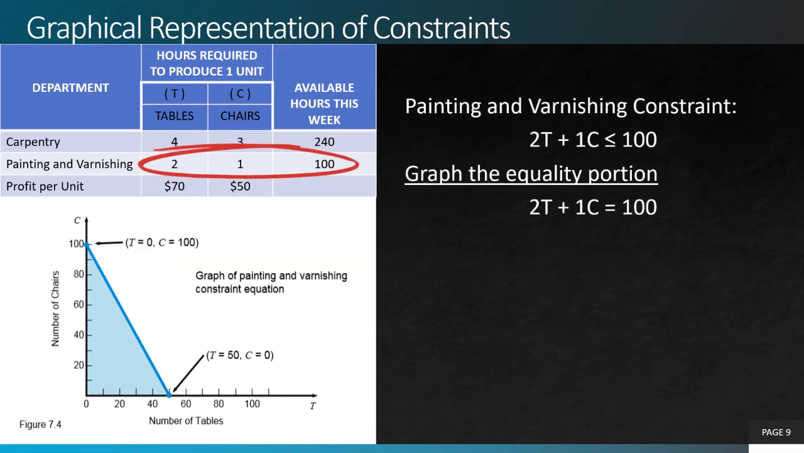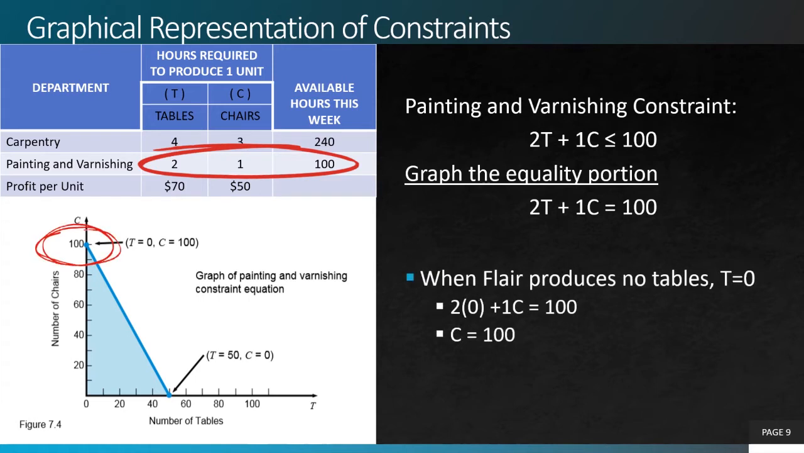Next, let us identify the solution corresponding to the second constraint, which limits the time available in the painting and varnishing department. The constraint was given as 2T plus 1C less than or equal to 100. As before, we start by graphing the equality portion of this constraint, which is 2T plus 1C equals 100. So when Flair produces no tables, T equals 0. So 2 times 0 plus 1C equals 100. So C equals 100.